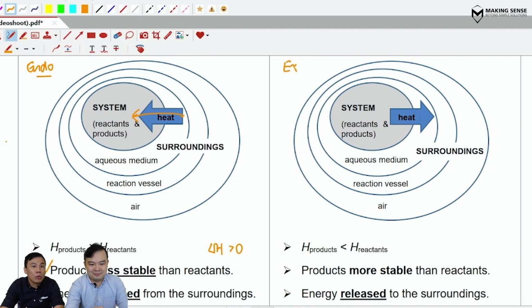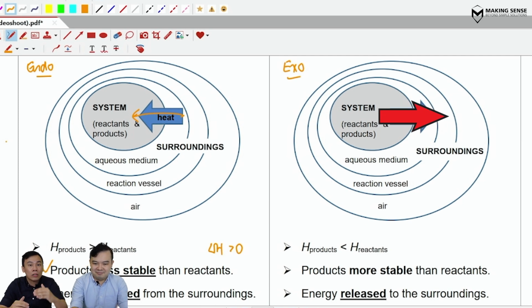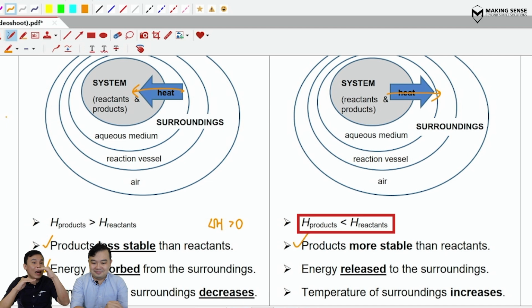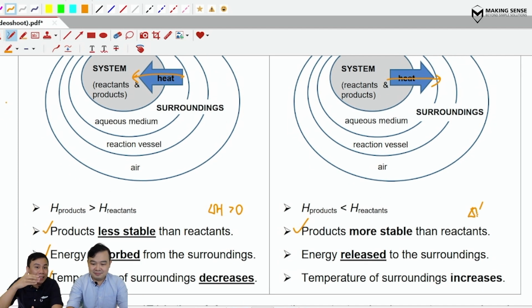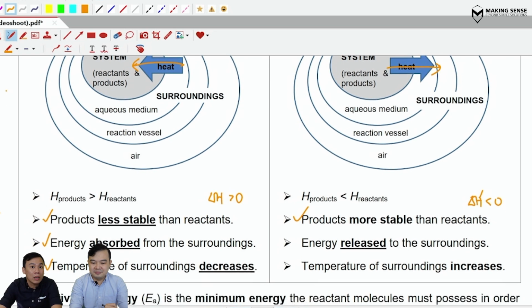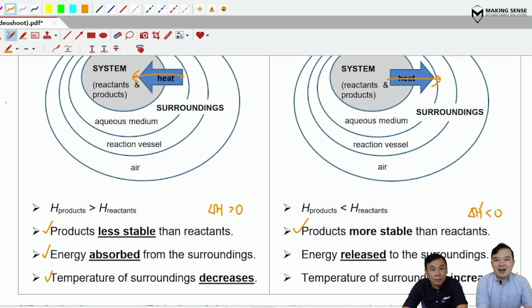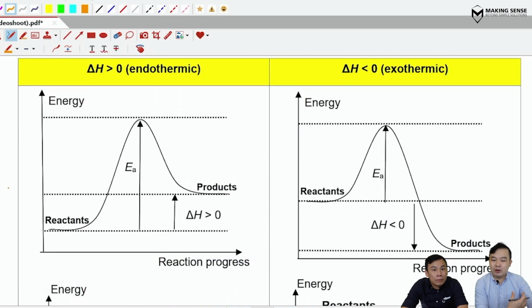Now, the opposite, exothermic: heat exits the reaction. So reactants lose energy to become the product. So the product now is of a lower energy level than the reactant. So the enthalpy change is what we call negative. And heat exits the reaction, goes to the surroundings. So the surrounding temperature actually increases. That's right. So in this case, for endo and exo reactions, we also need to take a look at two very important diagrams.